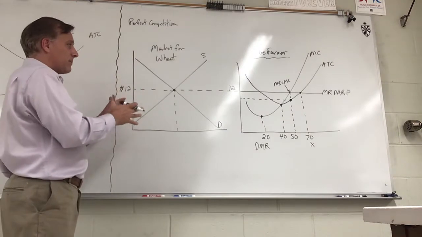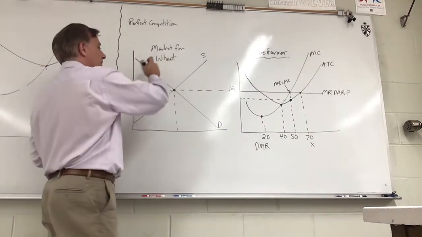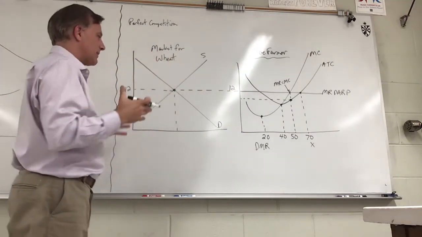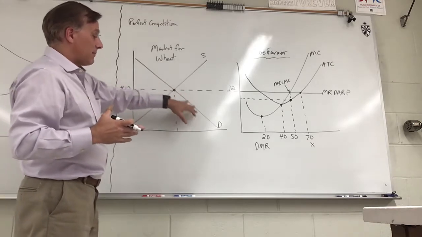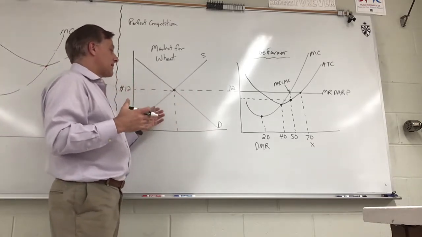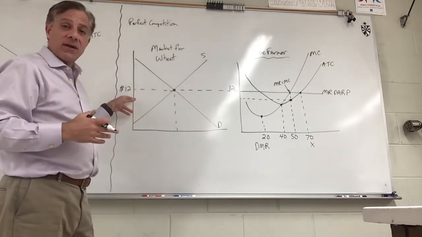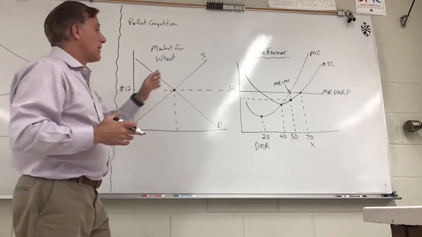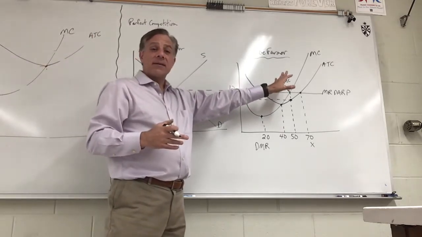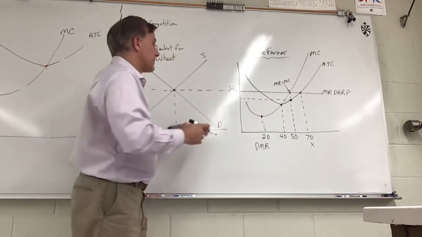This is the graph for the market. This is all the farmers combined in the United States, the demand of all the consumers in the United States, and that's the market for wheat, and it's $12 a bushel. And this farmer can't do anything about it. That's what the price of wheat is.